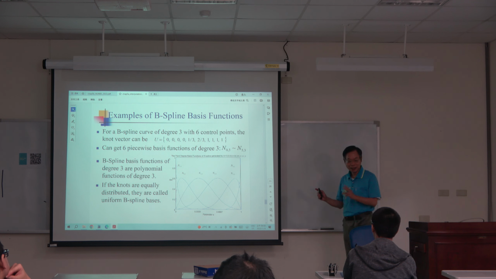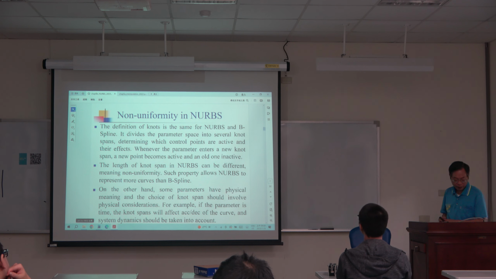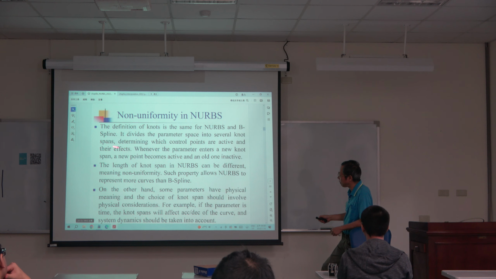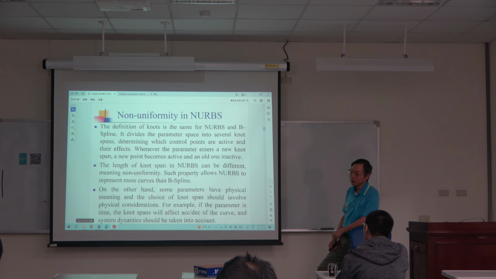Okay? So the idea is something like this. It will divide the parameter space into several mass spans, determining which control points are active, and determining whose effects will be active. So whenever the parameter enters a new mass span, a new control point becomes active, and an old one will become inactive. It's what I have just explained to you using that example. You should be able to see the difference.